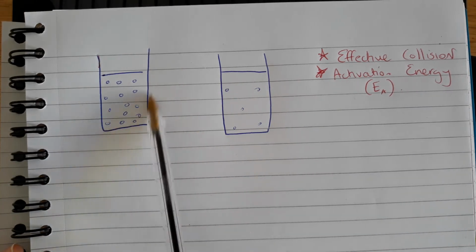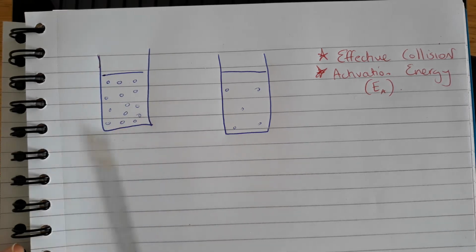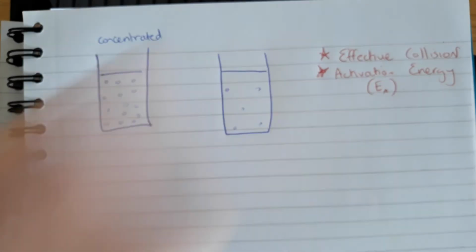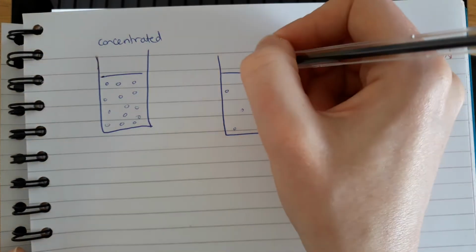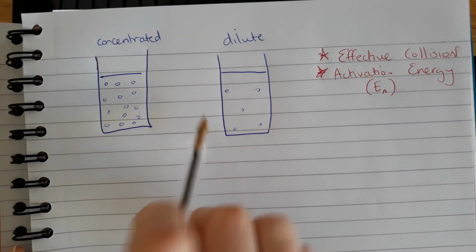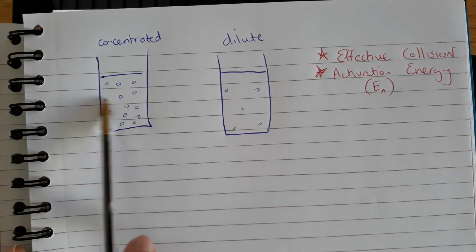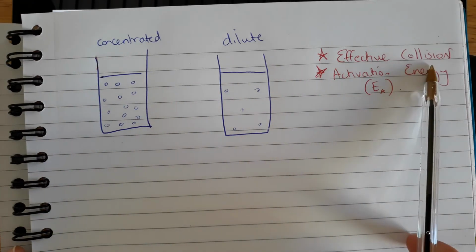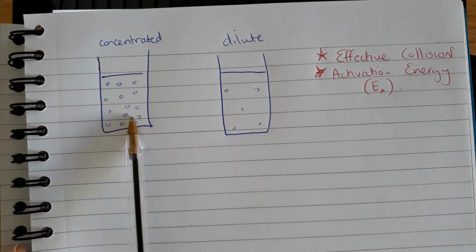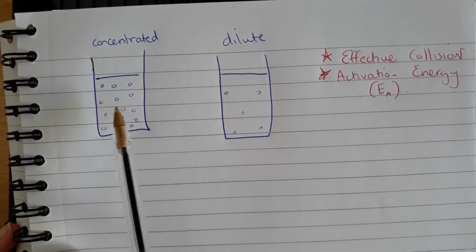If I had a glass that looked like this one, and these are all my little atoms constantly moving around in the glass, I would say this is a concentrated substance. This one here is quite a dilute substance, or we'd say low concentration. All these atoms are moving around all the time in the glass. Is it likely that they are going to collide with one another? Yes, because this is a very concentrated solution. There are loads of atoms there, so they're constantly going to be colliding with one another.